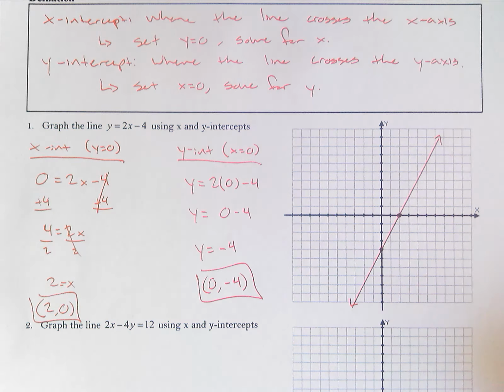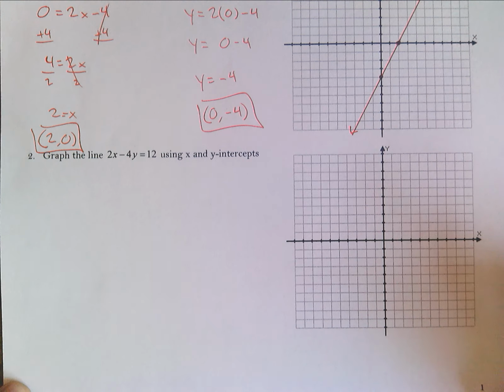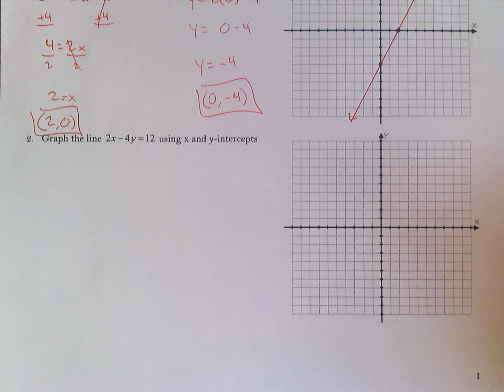All right, let's try one more. Here we've got 2x minus 4y equals 12. This equation is in standard form. We're going to talk a little bit more about standard form later on in this unit. But let's go ahead and find the intercepts of this.